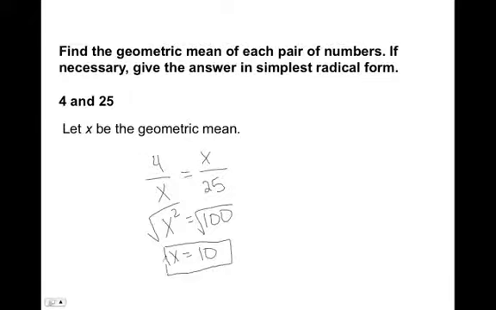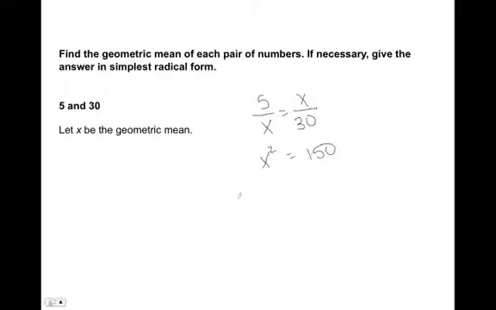So now you're going to try one on your own. Find the geometric mean of 5 and 30. Remember, let X be your geometric mean. So at this time, please pause the video and give this one a try. Alright, let's see how you did. If you let X be the geometric mean, you should have set up your proportion in this way. When you cross multiply, you get X squared equals 150. Then hopefully you remembered to take the square root of both sides.